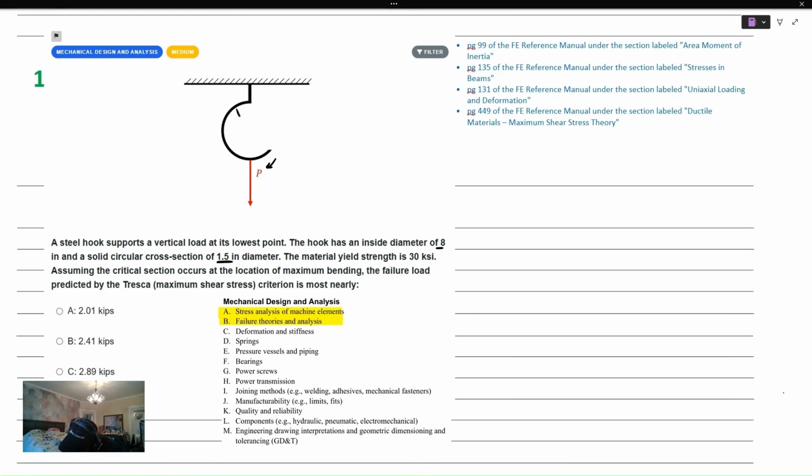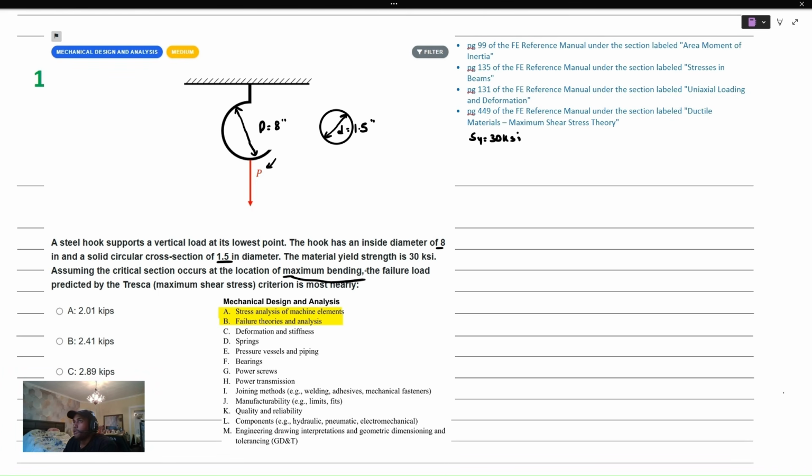So if we draw those dimensions on this diagram, we have this dimension uppercase D, I'm going to call it, equal to 8 inches. And we know that the rod is constructed with a circular cross-section, lowercase d, and that's equal to 1.5 inches. The material has a yield strength, S sub y, equal to 30 ksi. Assuming the critical section occurs at the location of maximum bending, the failure load predicted by the Tresca, also known as the maximum shear stress criteria, is most nearly.